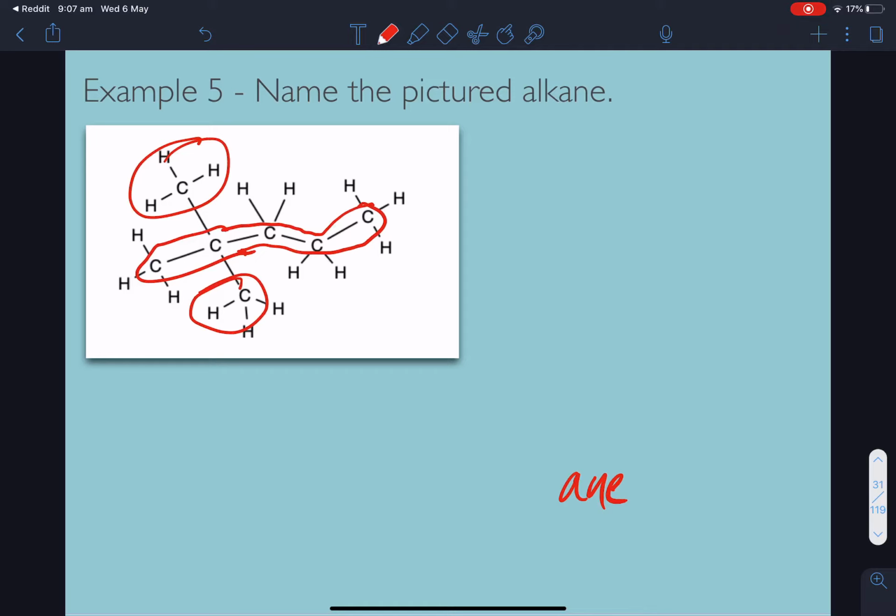So how long is that? 1, 2, 3, 4, 5. I've got another pentane. And I've got another 2 methyl branches, so it's another dimethyl pentane. I like these examples that I gave. There's a reason for it. I've got a dimethyl pentane.